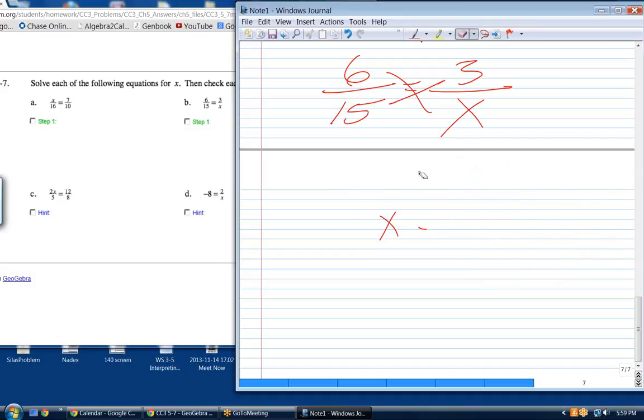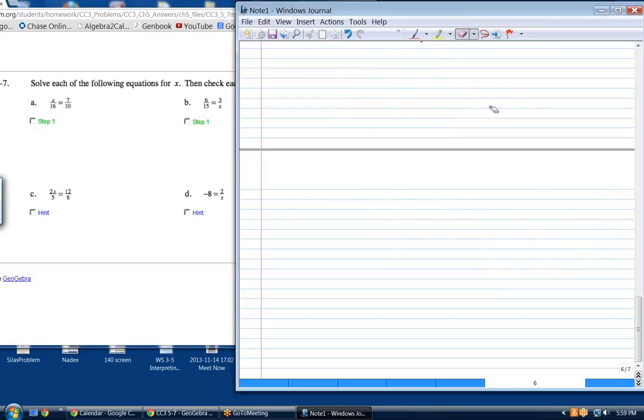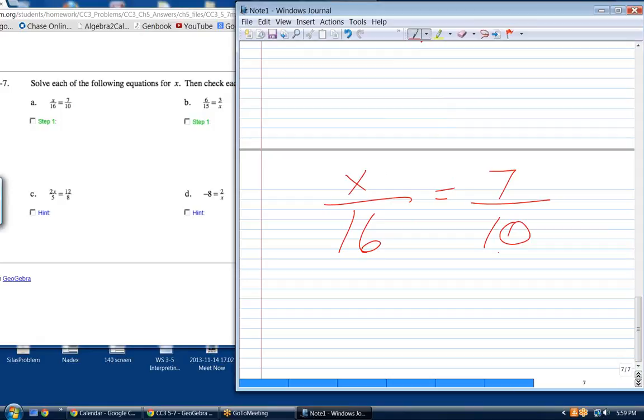Now, let's go back to this one over here. Why did I not cross multiply as the first step here? Because I can isolate x in one step by just multiplying both sides by 16. I don't need to cross multiply.